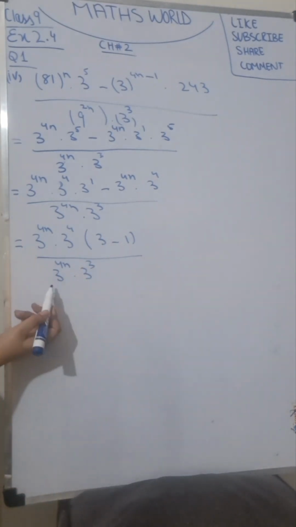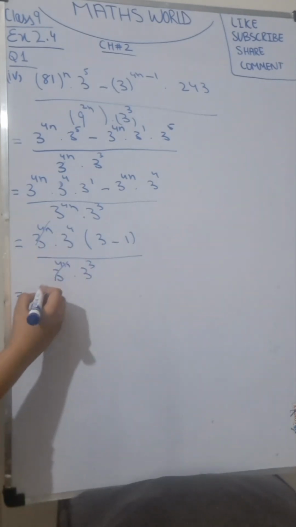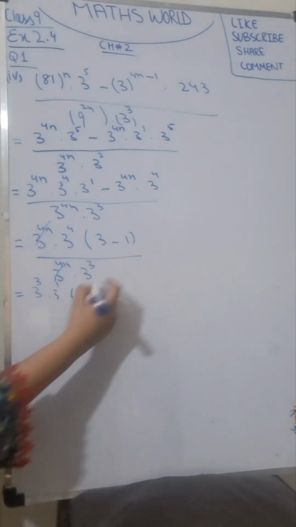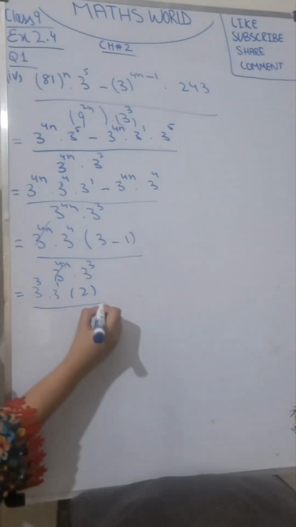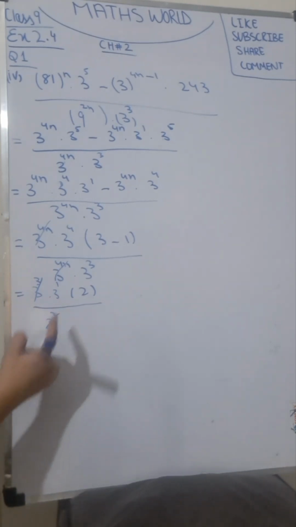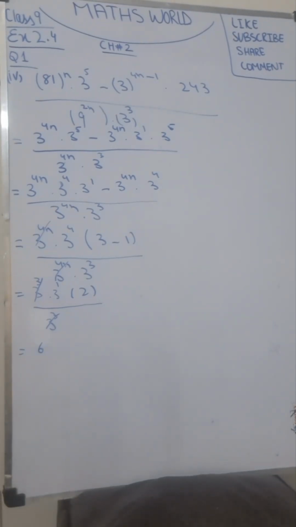So 3^4n and 3^4n cancel. 3^4 would be broken down into 3^3 and 3^1. 3 minus 1 would be 2, and 3^3 and 3^3 cancel. So 3 times 2 is 6. So this is your answer. It is a very easy question, and it comes as a 4 marks long question.